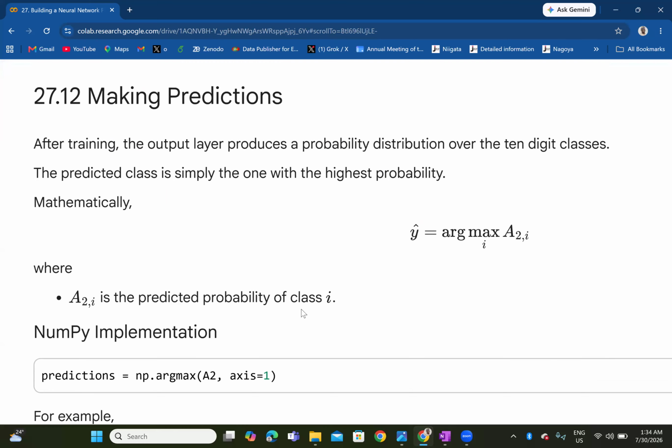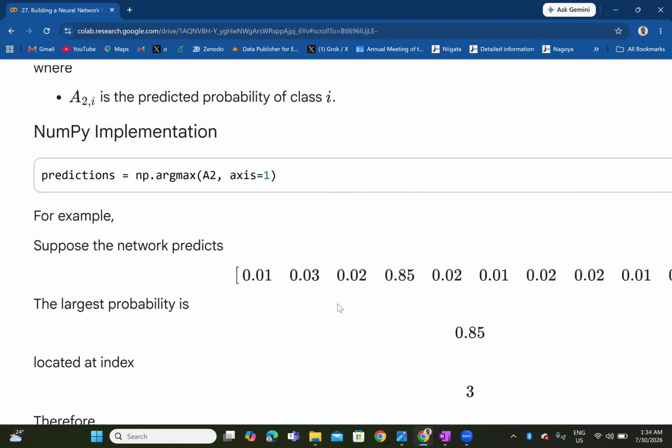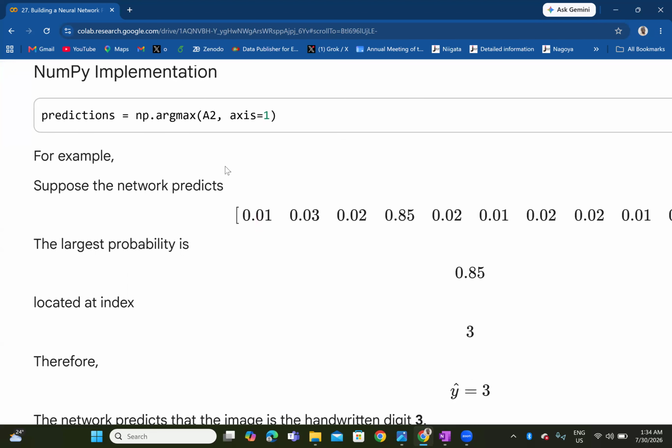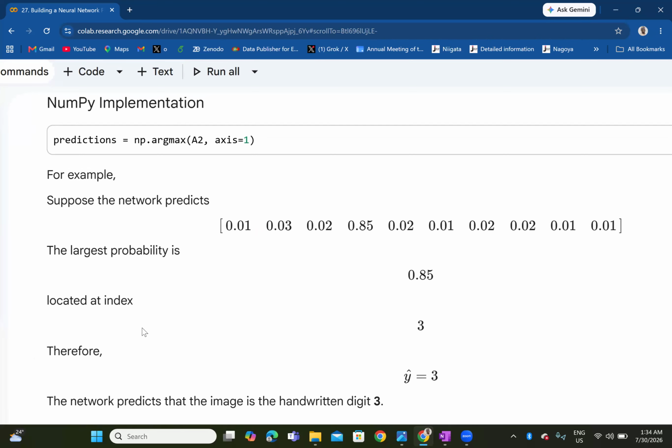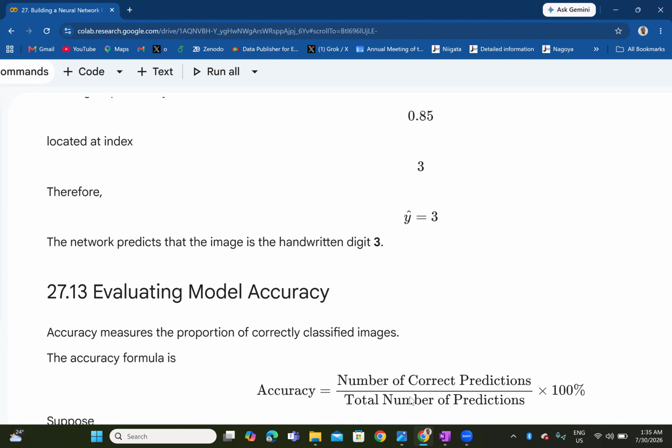So if you have A21, that's the predicted probability of class 1, A22 is the predicted probability of class 2, and so on and so forth. You then have the NumPy implementation, right? So you have predictions, np.argmax of A2. For example, suppose the network predicts 0.01, 0.03, and so on, up to 0.01 again. The largest probability is 0.85, which you see here, and that is located at index 3. You have 0, 1, 2, 3, 4, 5, 6, 7, 8, 9. So that means the biggest is located at index 3. Therefore, Y cap will predict 3 for you. So the network predicts that the image is the handwritten digit 3.